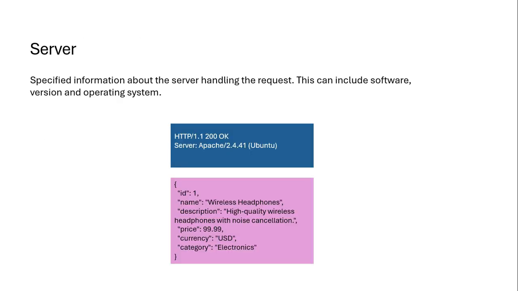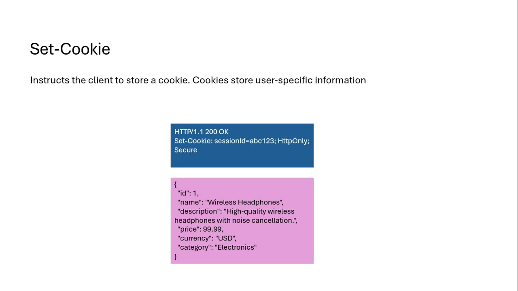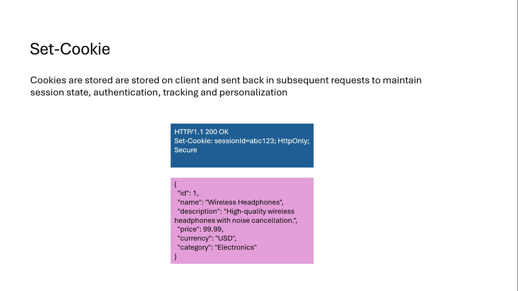The server header specifies information about the server which is handling the request. This can include the software version and the operating system of the server. Set-Cookie instructs the client to store a cookie. A cookie basically stores user-specific information. Cookies are stored on the client, and they're sent back in subsequent requests, so that you can maintain session state and authentication, or use them for tracking purposes or personalization like themes, etc.